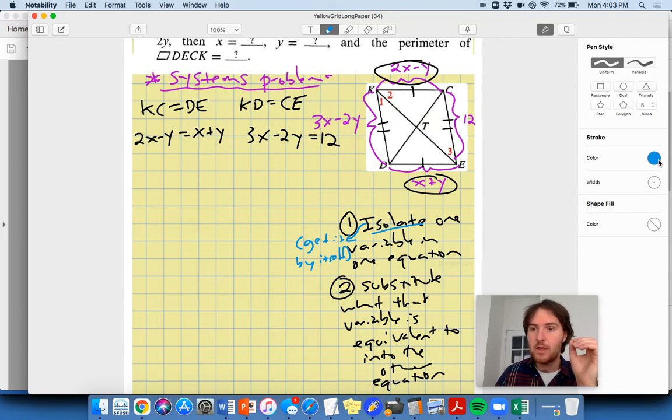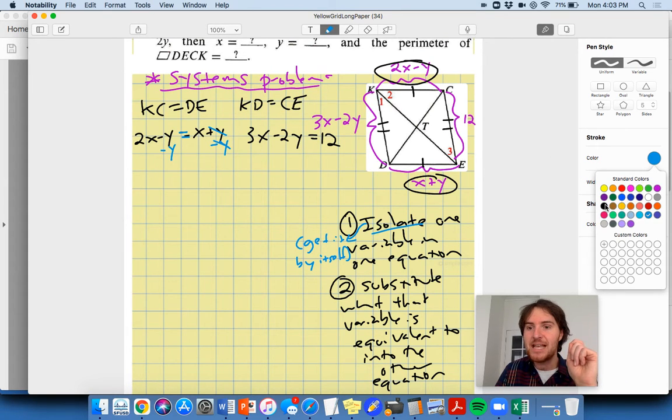Okay, so that's what isolate means. Get it by itself. And the way I'm going to do that here is, look, we have x plus y right here. X is almost by itself, right? Y is almost by itself. So I'm going to get x by itself. In order to do that, I can subtract y from this side and subtract y from that side. Adding a y, taking away a y makes a 0, right? As long as I subtract y from one side of the equals and I subtract it from the other side of the equals, I'm using the subtraction property of equality to keep the equation balanced.